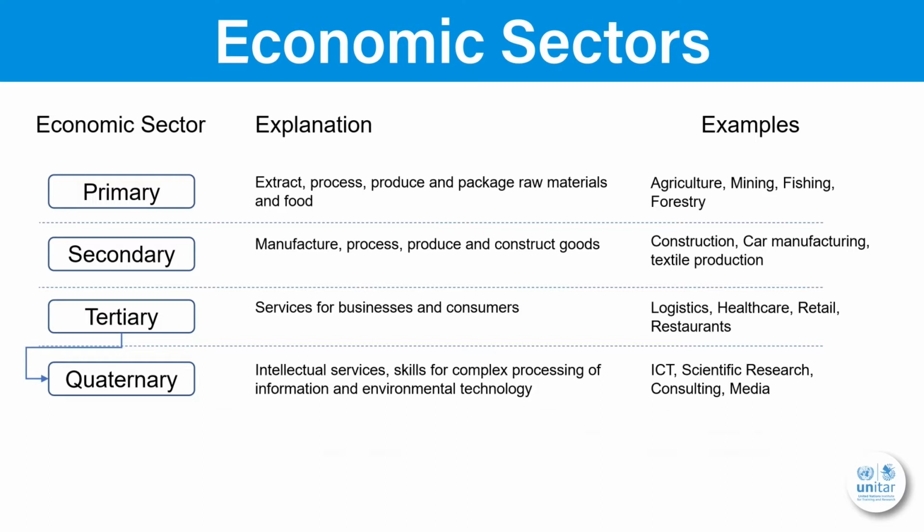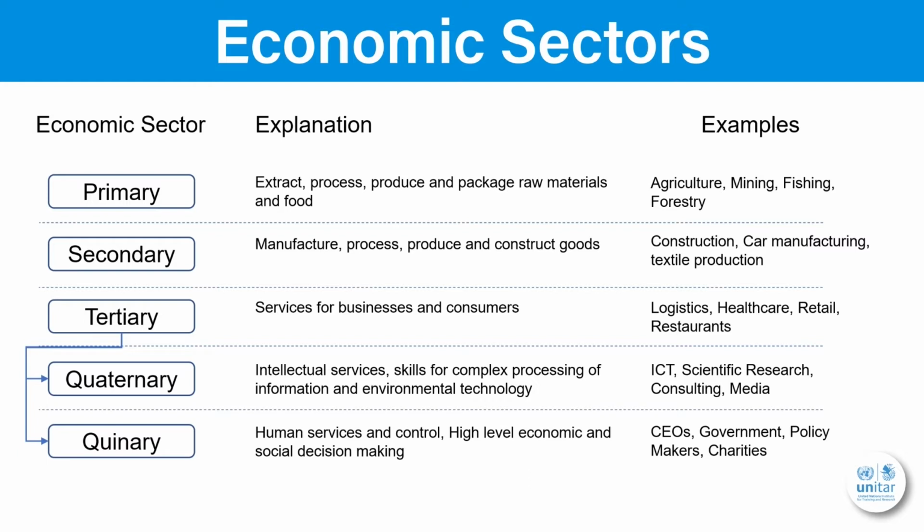The last sector is the quinary, or fifth sector. This sector is focused on human services and control. It can also be seen as a subdivision of the tertiary sector, with high-level economic and social decision-making power. Examples are CEOs in the private sector, government officials or policy makers, but also charities amongst others.